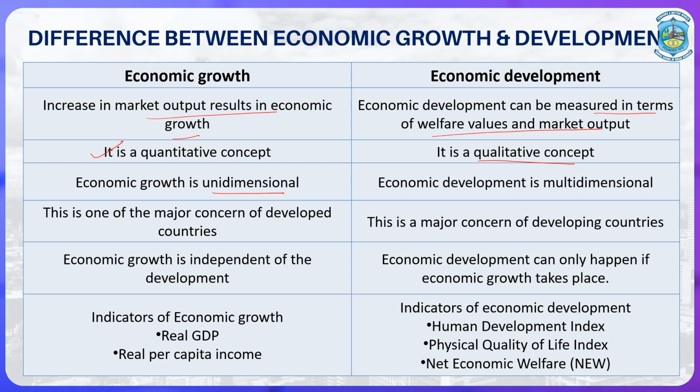Economic growth is unidimensional. On the other side, economic development is multidimensional. Economic growth is one of the major concerns of developed nations, while economic development is the concern of developing countries. Economic growth is dependent on development, which is the most important factor, and economic development can only happen when economic growth takes place. When we talk about the indicators of economic growth, real GDP and real per capita income are the basic indicators to understand how the economy has been growing. But on the other side, Human Development Index, Physical Quality of Life Index and New Economic Welfare Index are a few indicators for economic development.